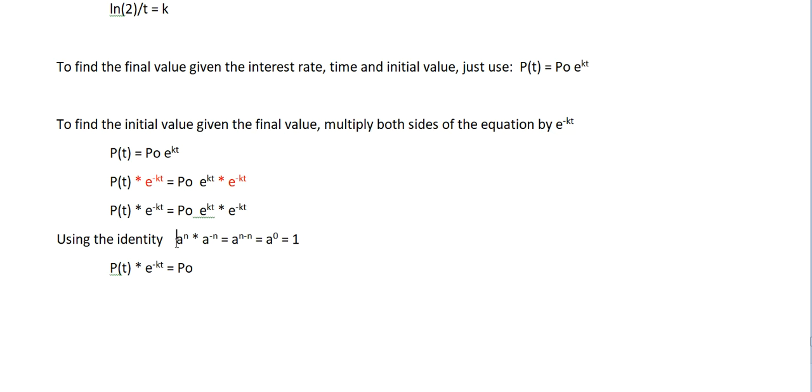And then we're going to use the identity a to the n times a to the minus n. As long as we have the same bases, we have a to the n minus n, which is just a to the 0. Anything to the 0 power is 1. So this whole quantity here is equal to 1, and it goes away. So the initial value, given the value at some later time, times e raised to the power minus kt, is the expression that we're going to use to find that initial value.